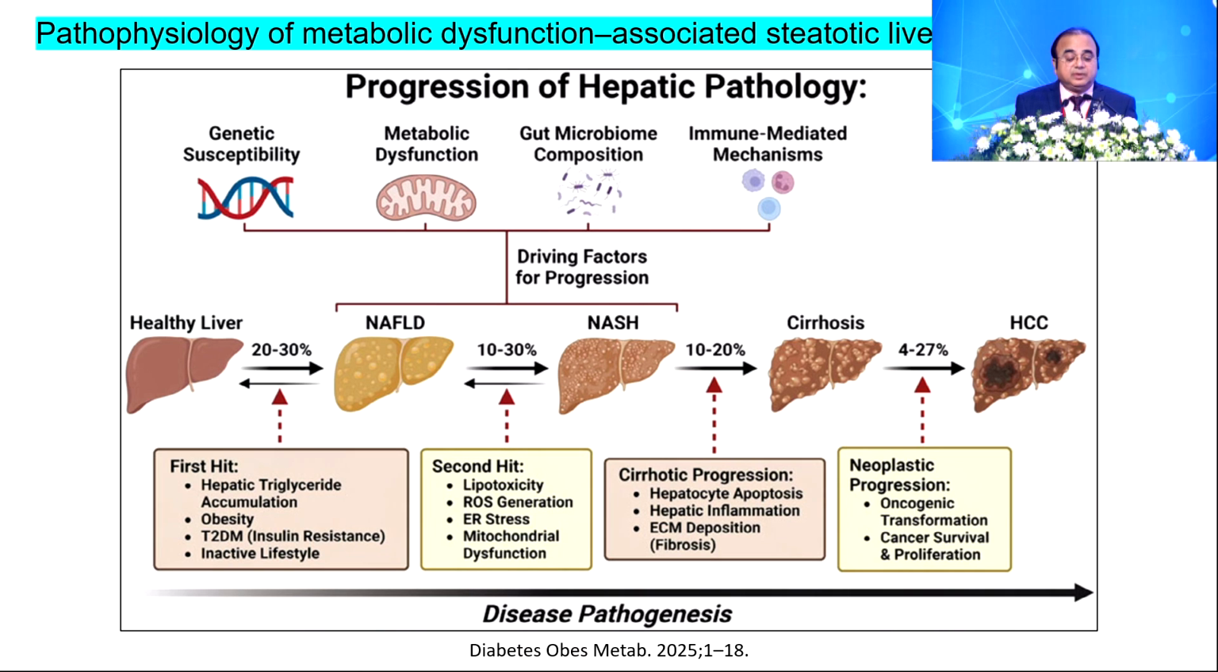And once the progression happens, meaning NASH is developing, we know that there will be hepatocyte ballooning, progressive fibrosis, and then ultimately cirrhosis will develop, and hepatocellular carcinoma. So what is most important in this slide, from NASH as well as NAFLD, is that if we work hard, reduce our weight, control our diet, and follow the instructions of the physicians, we can very well revert it back to normal.